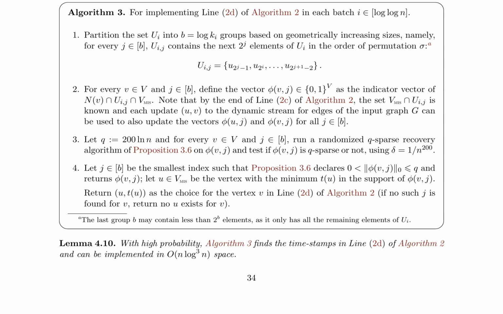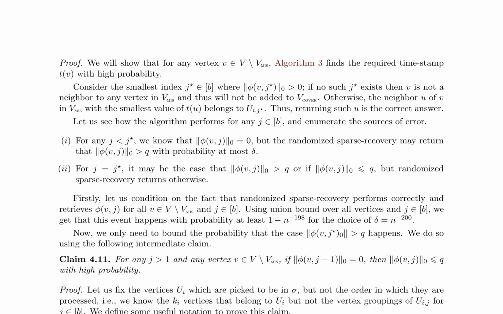The paper concludes by discussing the implications of the results and potential future directions for research, highlighting the suitability of the algorithm for large-scale dynamic graphs. Algorithm 3's correctness is established by demonstrating that it finds the required timestamp t_v with high probability for any vertex v in V_ms.